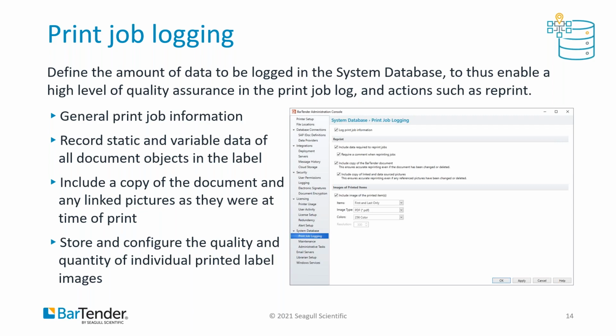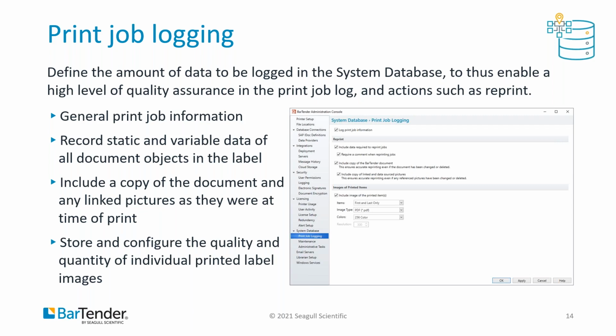You'll notice in the screenshot that the data we're logging has to do with the reprint. So first, when you enable print job logging, it's logging standard print job information. But under the reprint section, we're logging additional items that allow us to execute a very faithful reprinting. This is a key feature of traceability, the ability to reprint. This logging allows us to have a very faithful reprinting of that print job.